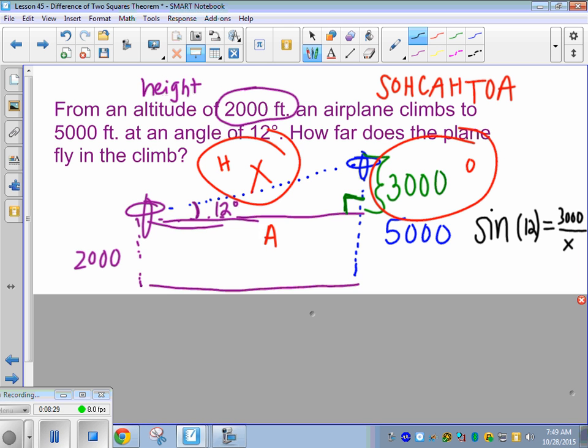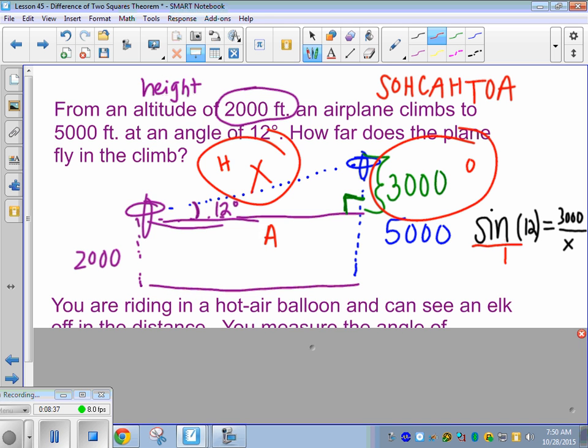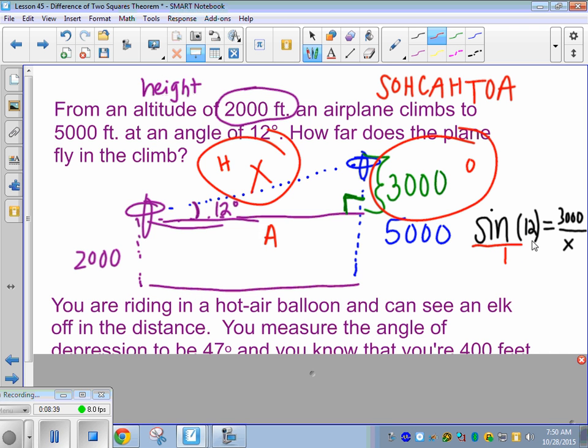We have a variable in the denominator, okay? So Hugh, if there's a variable in the denominator, do you remember what we do? Yes, we want to cross multiply. So I have x times sine 12. The x goes in the front. x sine 12 is equal to 1 times 3,000, which is 3,000. And Bailey, what's the next step? Good. So we have to divide by the whole trig function. So divide by sine of 12. So 3,000 divided by sine 12, we can figure out how far the plane went on the climb.